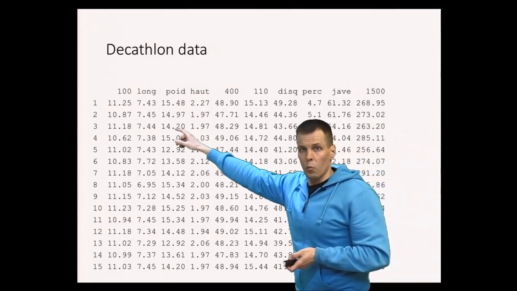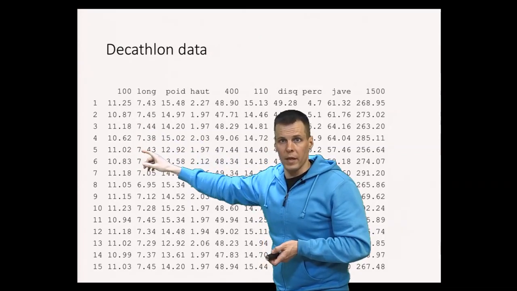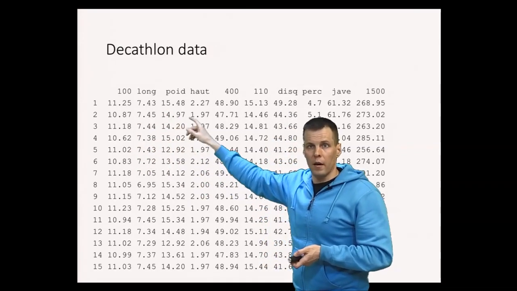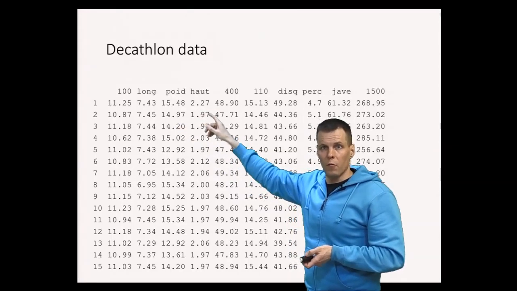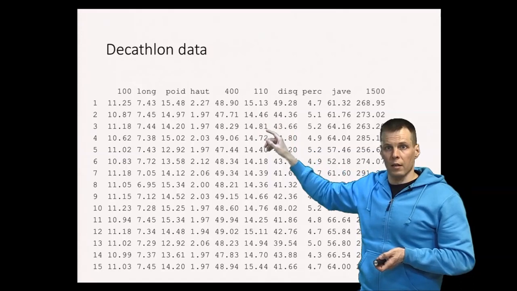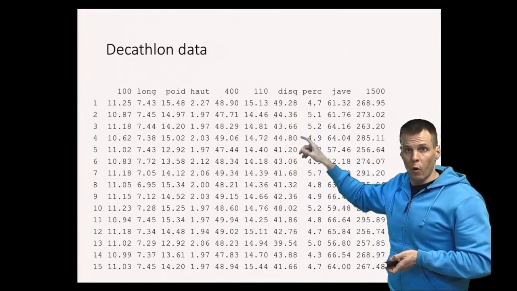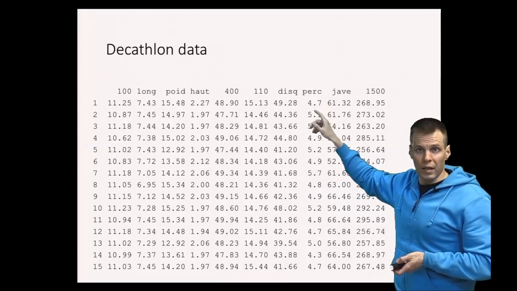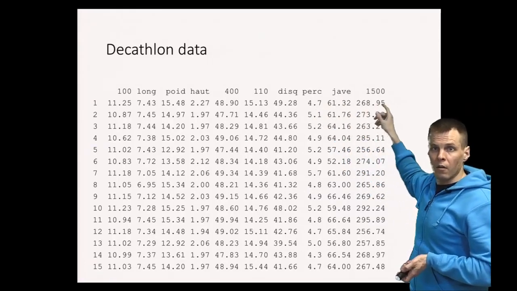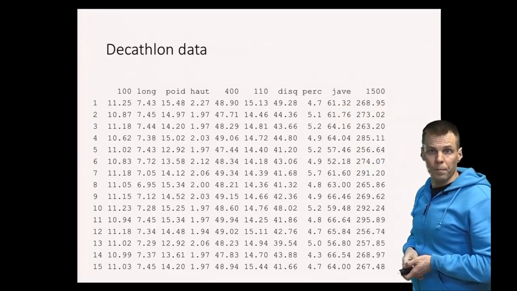The 100 meters is in seconds, long jump is how many meters, shot put how many meters, high jump how many meters, 400 meters run how many seconds, 110 meter hurdles how many seconds, discus throw how far in meters you threw it, pole vault how high in meters, javelin how many meters you threw the javelin, and then how many seconds was the 1,500 meter run.